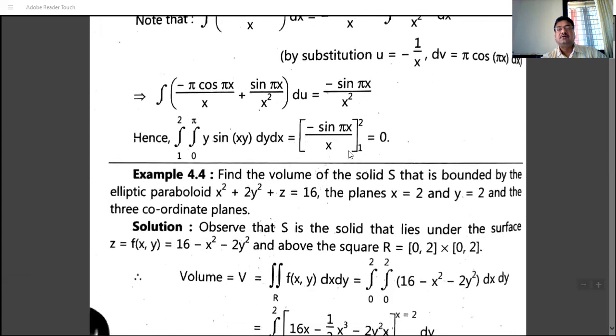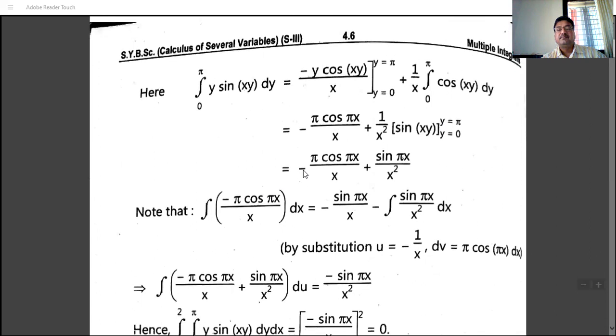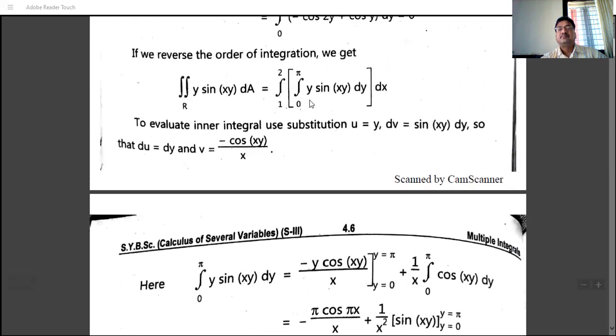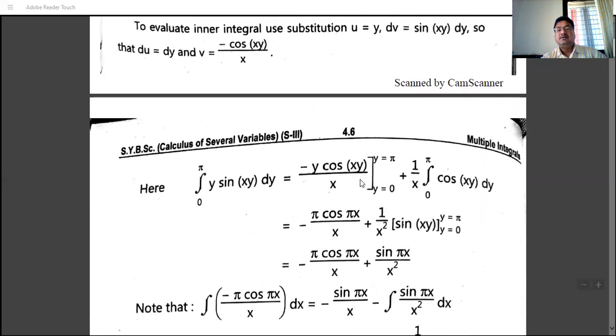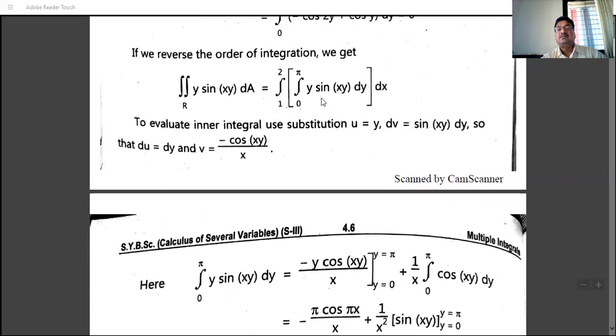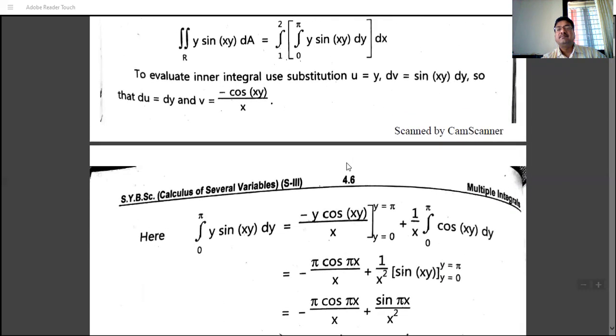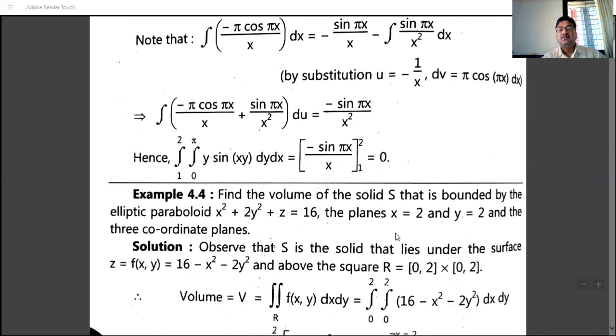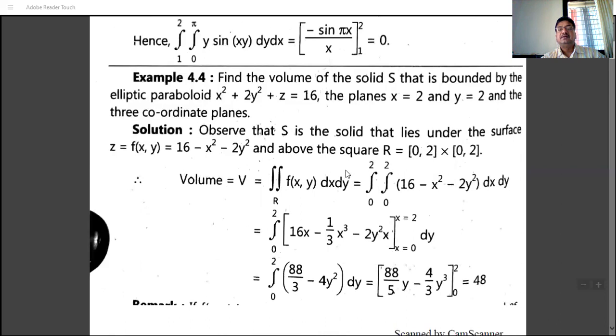This is the answer of the problem. Or use the parts rule. Use the parts rule: first into integration of second, minus integration of derivative of first into integration of second. So use that parts rule, and we get this answer.